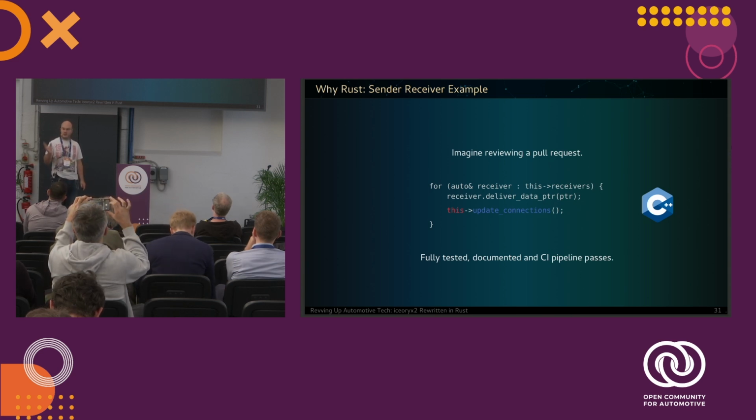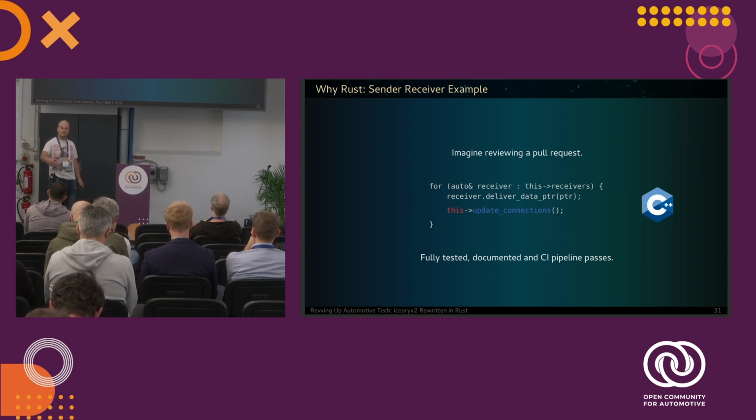It's fully tested. He has written additional tests for this. It's documented what it does. We have an issue for this. The issue was sometimes you send data to receivers which are no longer there. Therefore, update the connections to check if the receiver is still there, and if not, you just update the receiver vector and continue operation.